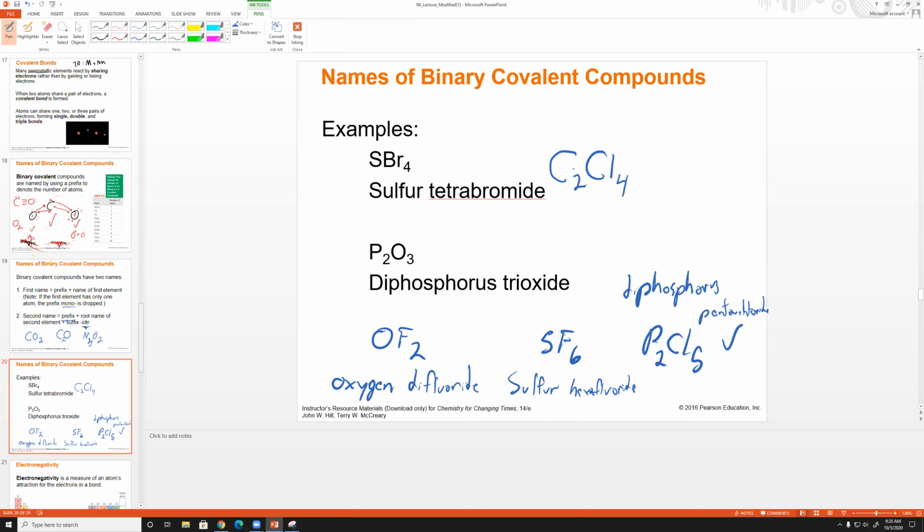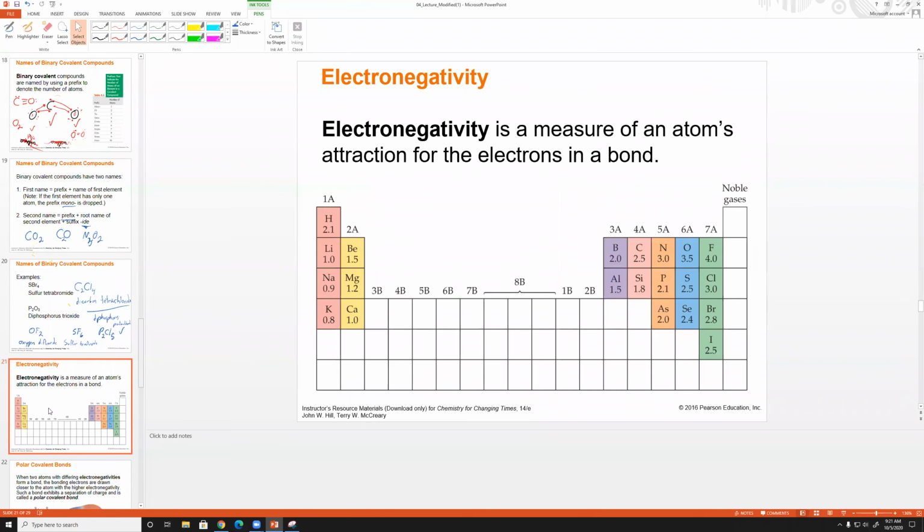Yeah, what about this one? Dicarbon tetrachloride. Perfect. Dicarbon, since you have more than one carbon, needs the prefix. Dicarbon tetrachloride. Awesome. Good. All right, so let's move on.